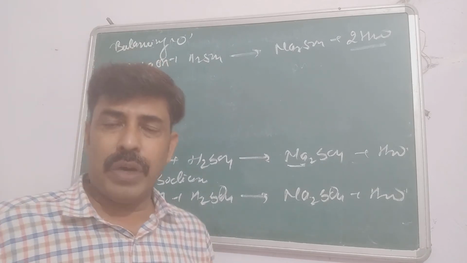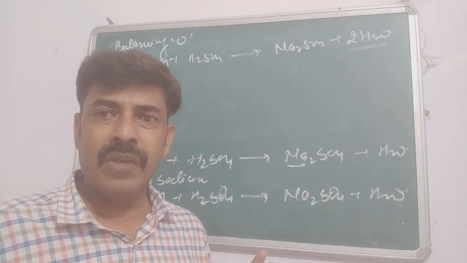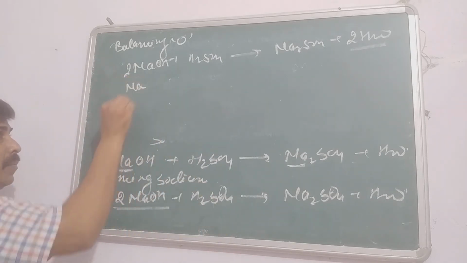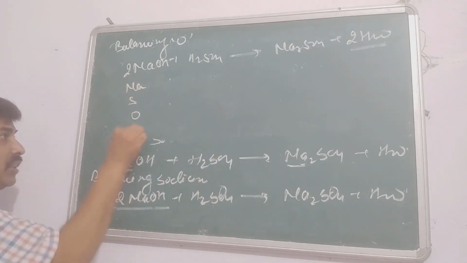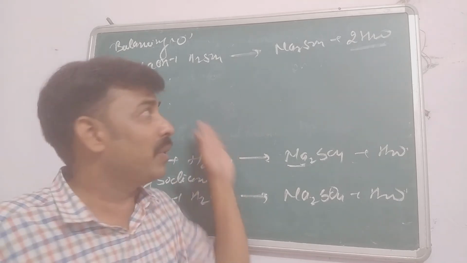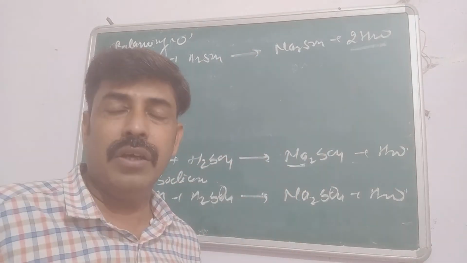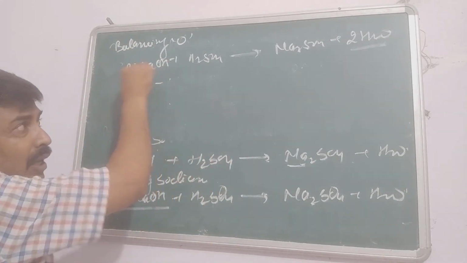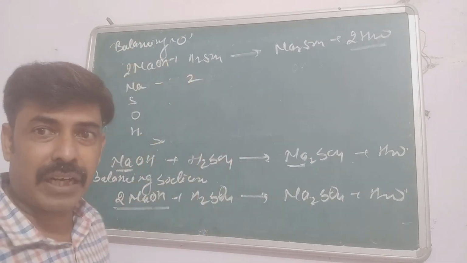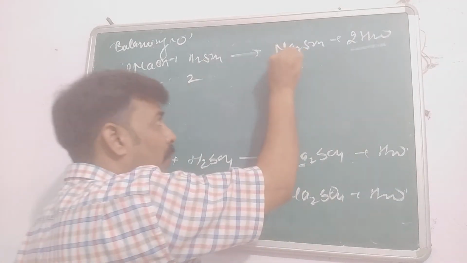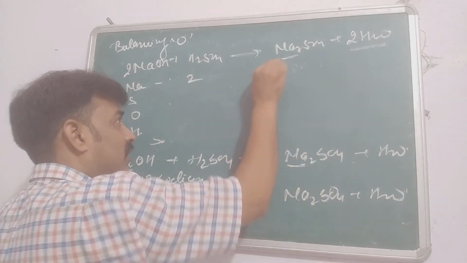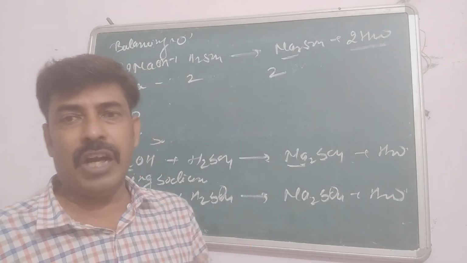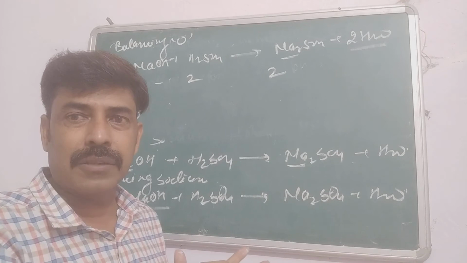Now see whether the reaction is balanced or not. See the elements. What are the elements? We have the elements sodium, sulfur, oxygen and hydrogen. These are the 4 elements which are participating in the chemical reaction. What is the number of sodium atoms on the left hand side, that is the reactant side? That is 2, and what is the number of sodium on the right hand side, that is the product side? Again 2, and both are identical, that means sodium is balanced in this reaction.